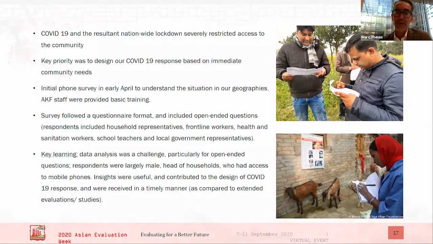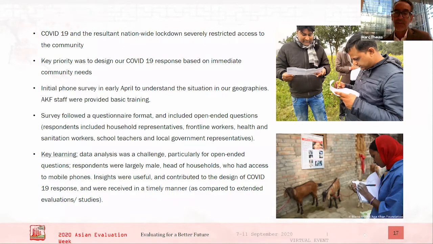Then during the period of COVID-19, there was a lockdown in India that was quite strict, and access to communities became an issue. For AKF India, a key priority became designing and adapting programs to be more responsive to community needs at the time of COVID-19. And at that time, AKF India made the decision to do their first initial phone survey, in April, to understand the status of communities within the core geographies that they served.